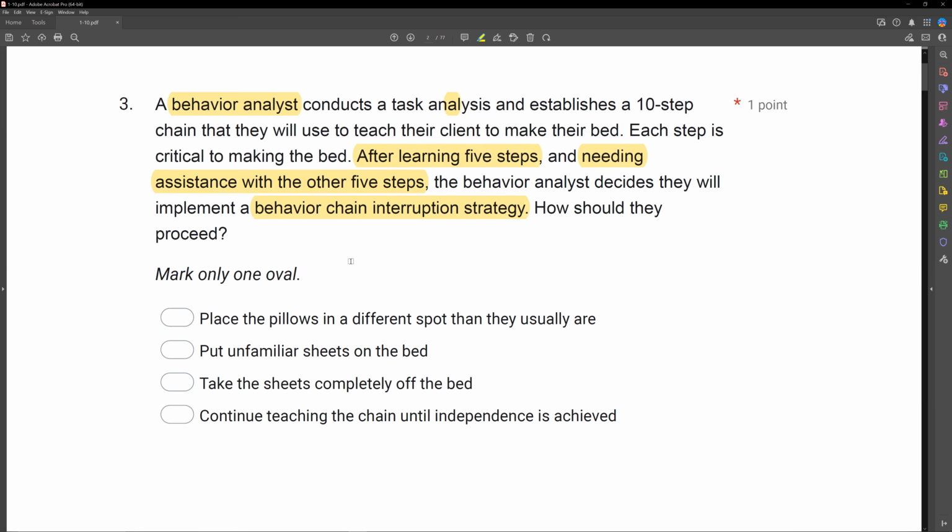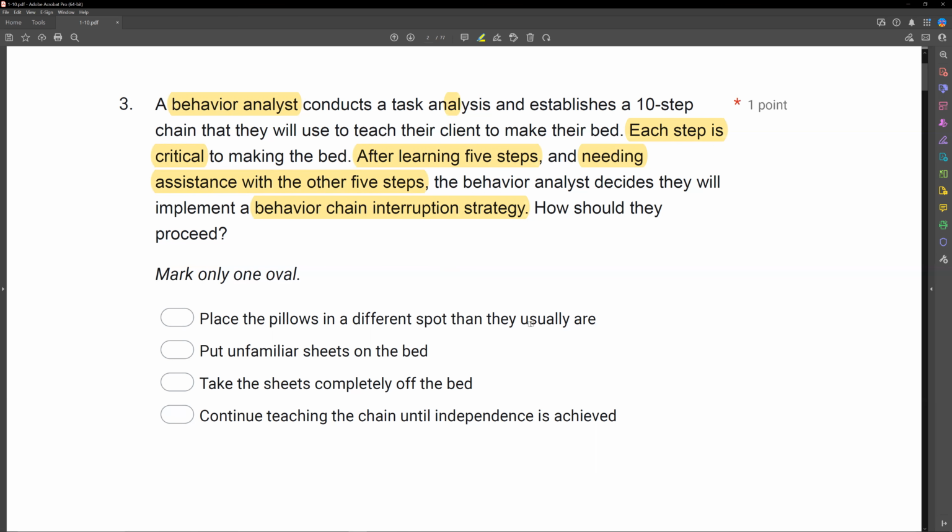If the client or the learner cannot engage in all of the steps and all of the critical steps, right? Each step is critical, okay? Each step is critical. If they can't engage in all of the critical steps independently, you should not yet use an interruption strategy because they already need assistance with 5 other steps. You can't just start disrupting the chain when it's not even learned yet, right? The chain needs to be learned first before we start disrupting it.